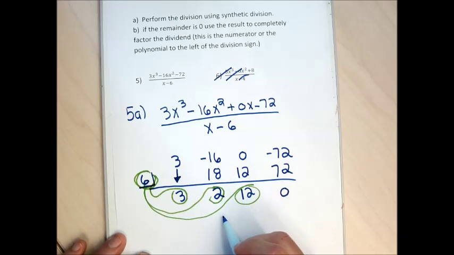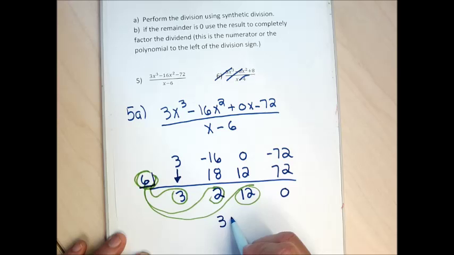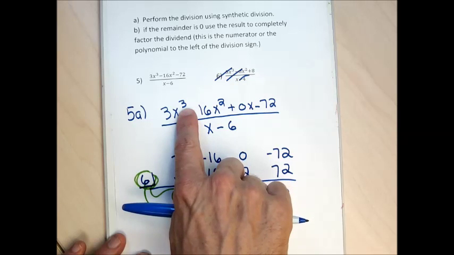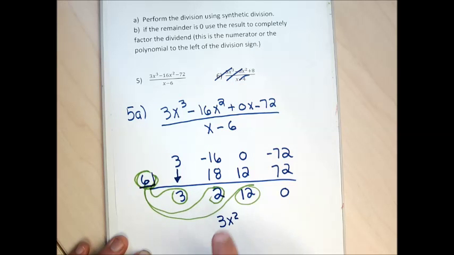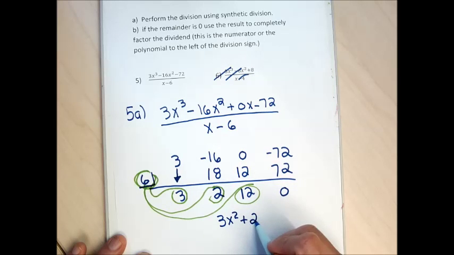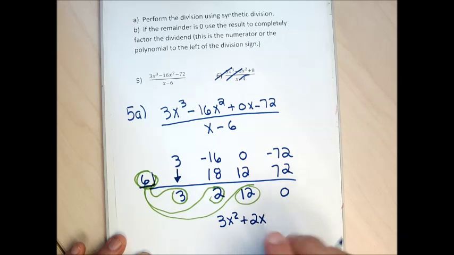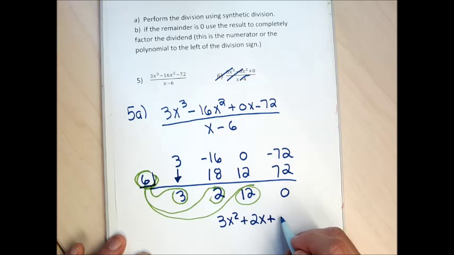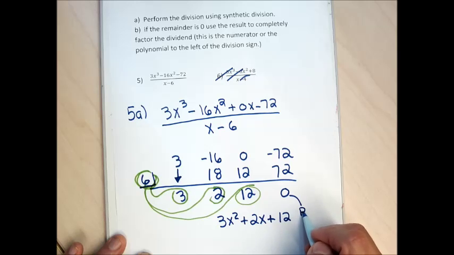So the answer to part A, this division, is going to be 3x squared. I start adding x's one degree lower than the initial numerator. The numerator started with an x to the third power, so my answer is going to start with an x to the second power. I get a plus sign because the 2 is positive. The next power of x that I would need is an x to the first power. I get another plus sign because the 12 is positive. I don't have any powers of x left over because I have the x to the first power term, so this becomes the constant. And I get a remainder of 0. That's going to be my answer to 5a.